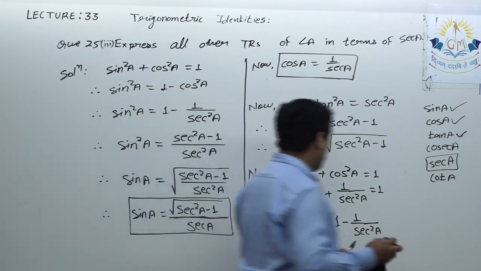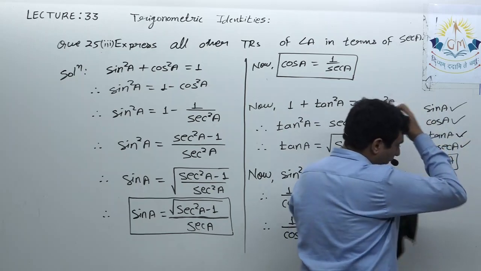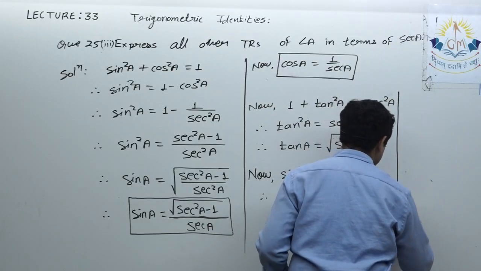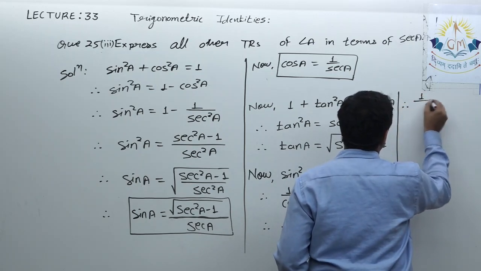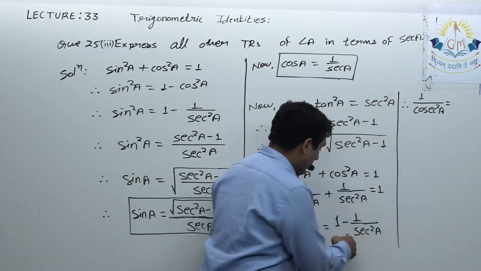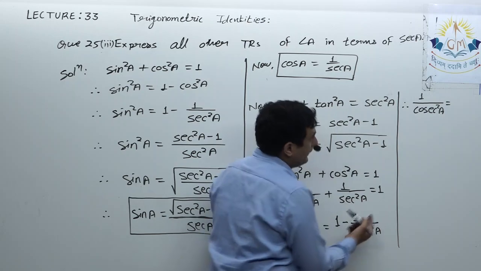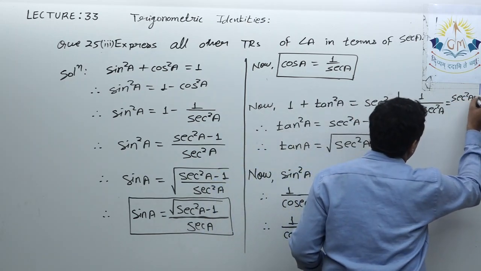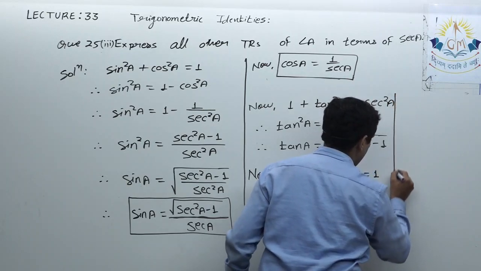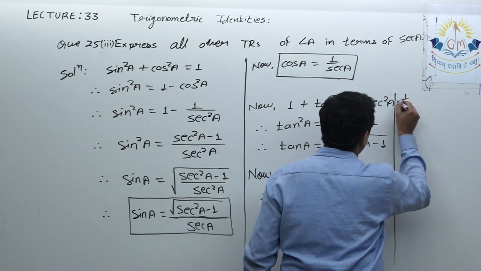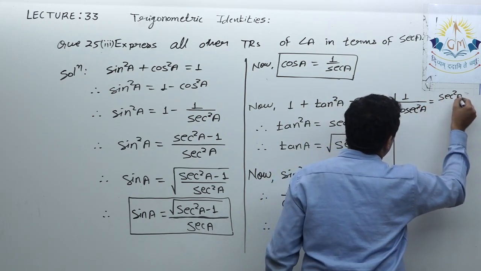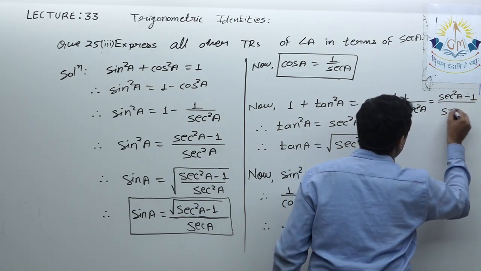Okay, now here I have to take the LCM. After this only one will be left, that means the relation between sec and cosec. So if I solve it further, I will get 1 upon cosec square A is equal to, on taking the LCM, sec square A minus 1 upon sec square A.